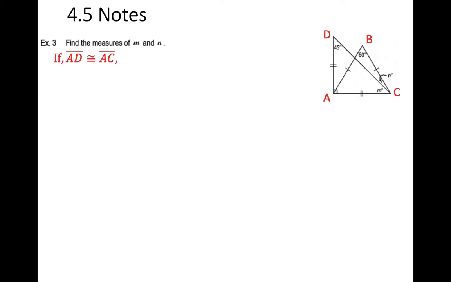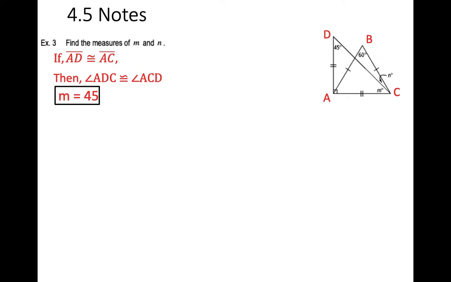Okay, so for M, I notice that in that triangle over there, triangle ACD, AD and AC are congruent. Therefore, it's an isosceles triangle. Therefore, the base angles are congruent. So ADC and ACD are congruent, and ACD is M. And therefore, if ADC is 45 degrees, as it's shown there, then M must also be 45 degrees.